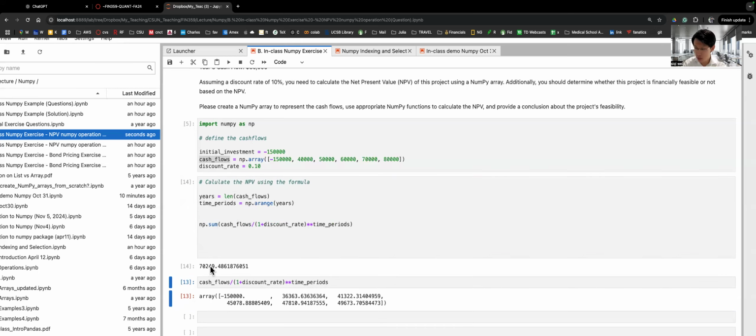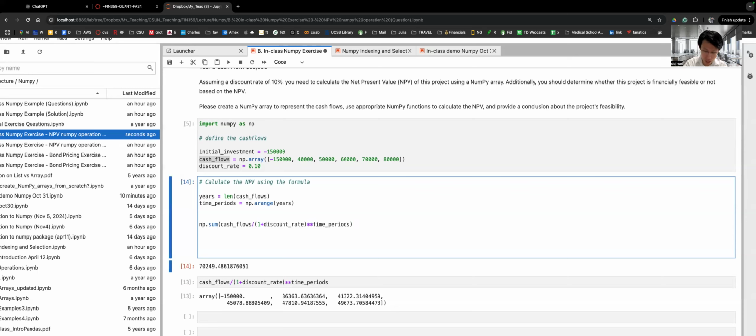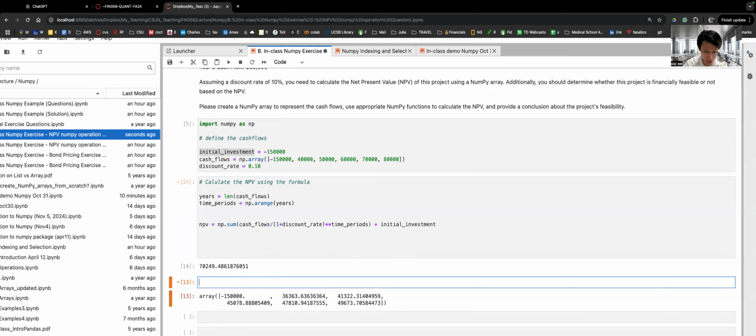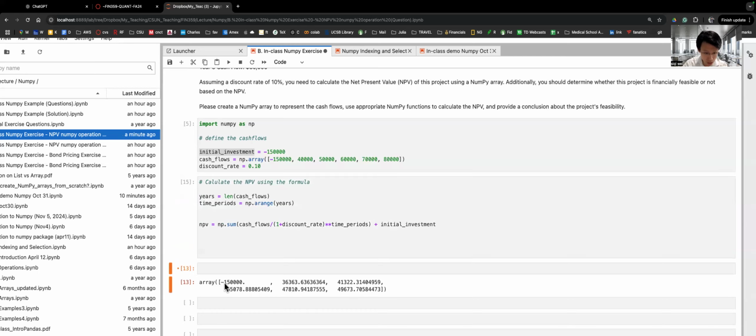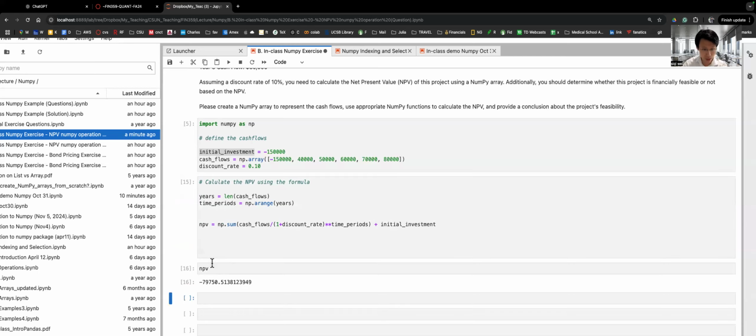And of course, you have to take the difference between the discounted value of project cash flows and the initial investment of the project. Because I have already defined the negative sign over here, I just need to take the summation. Now, what is the NPV? That's essentially this thing over here.